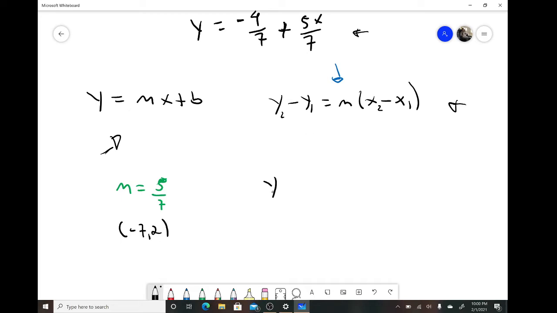So I have y2 minus y1. My y1 in this case is just my value for y, which is 2. So minus 2 equals m. Well, m is the slope, 5 over 7. Then x minus x1, but x1 is negative 7, so what we have here is really plus 7.